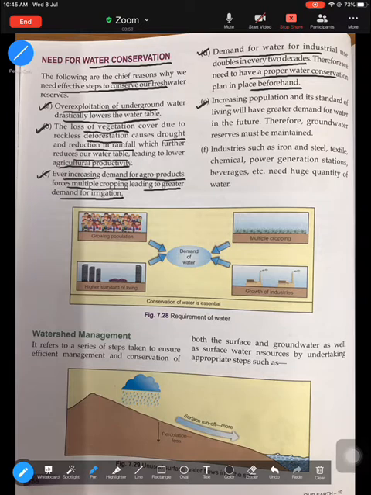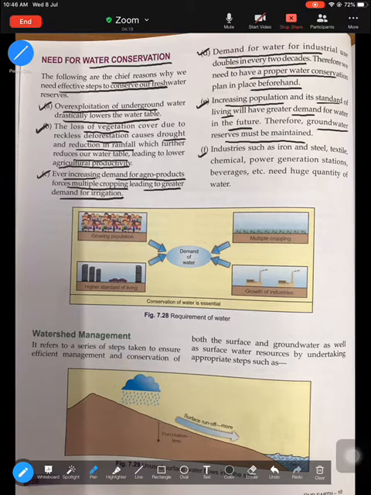The fifth reason being increasing population and standard of living will have a greater demand for water in the future. Therefore, we must conserve our groundwater. Because of the rise in the population and the demand from the population, it could be various recreational activities coming up. So we have to preserve our groundwater so that the future generation does not get affected.